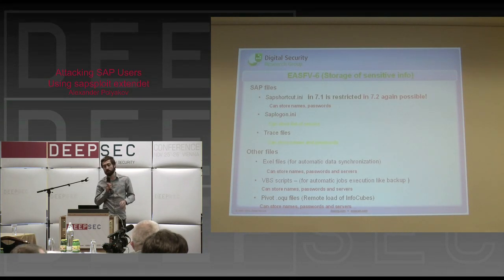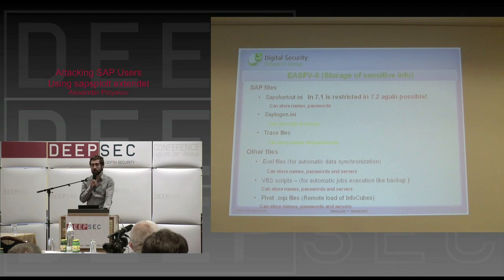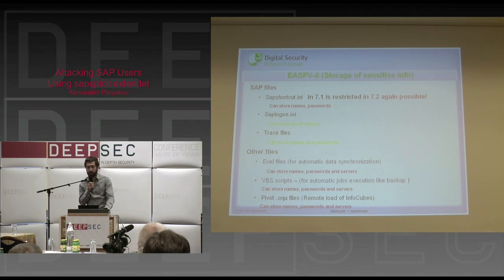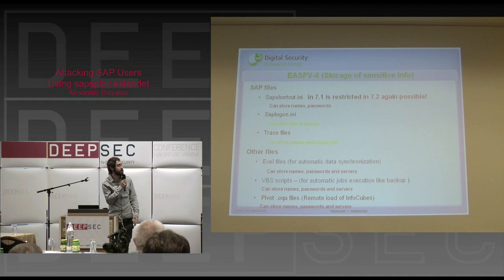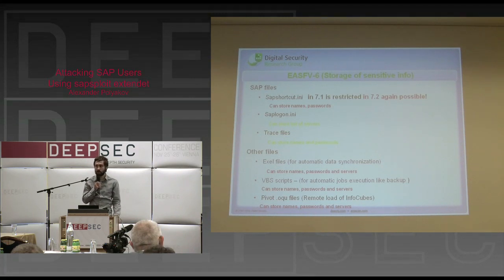Next thing is the storage of sensitive information. There is a file, a SAP shortcut, so every user can create a shortcut to connect to the SAP server, and he can put the IP address of the server and the username and the password, etc. In the 7.1 versions of SAP, it was restricted. You can restrict storing the passwords in the registry, but in the new version, you can store the passwords, but they can be stolen.